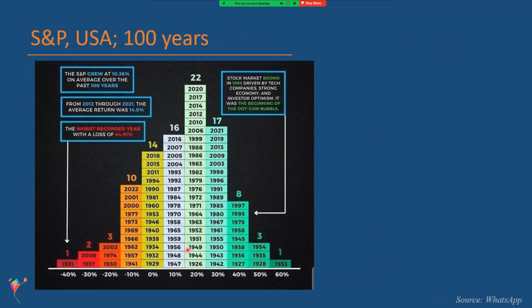Not only in our chart, but also in the chart of the USA. Yes, this is data, which of course I have taken from WhatsApp. And this is data of the S&P 500 for the last 100 years. The S&P 500 grew at the rate of 10.36%. But you see, the chart almost resembles our Sensex chart. Here also the middle line is here, so there are more positive years compared to the negative years.